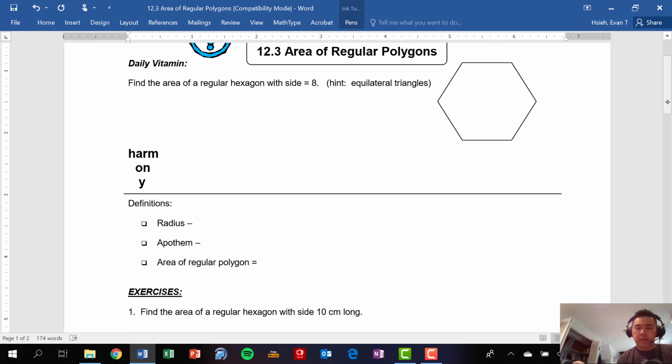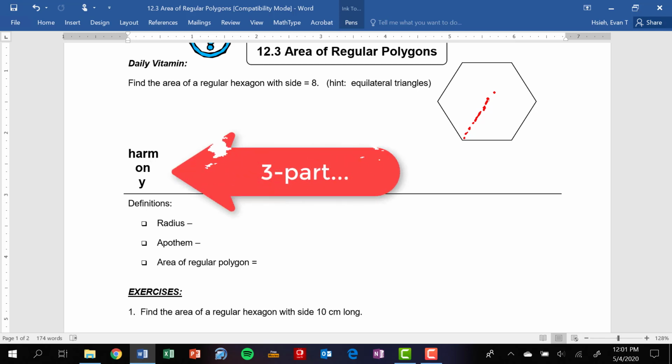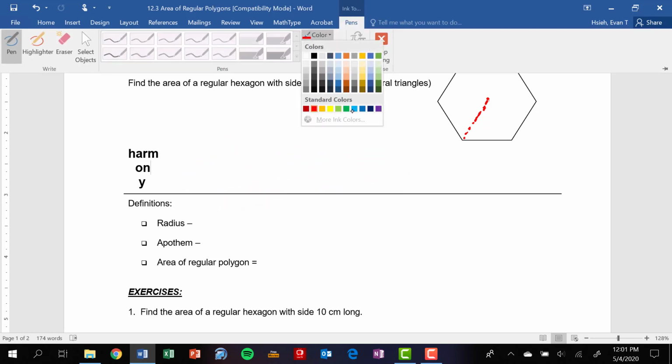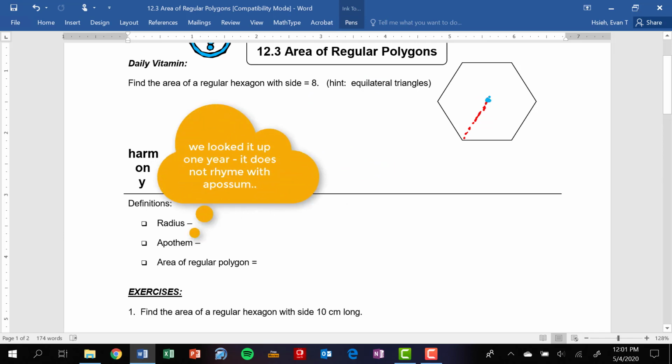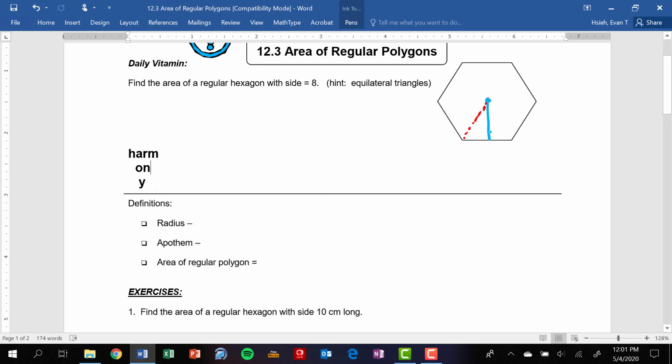If I look at this, a radius of a regular polygon is one of these segments from the center of the regular polygon to one of the vertices. That is a radius. It's a segment joining the center to any vertex. The apothem is defined as a segment that joins the center of the regular polygon to the midpoint of one of the sides of the regular polygon.